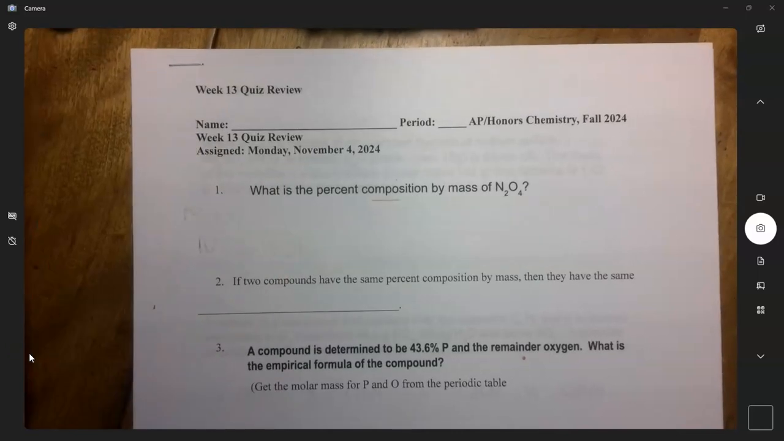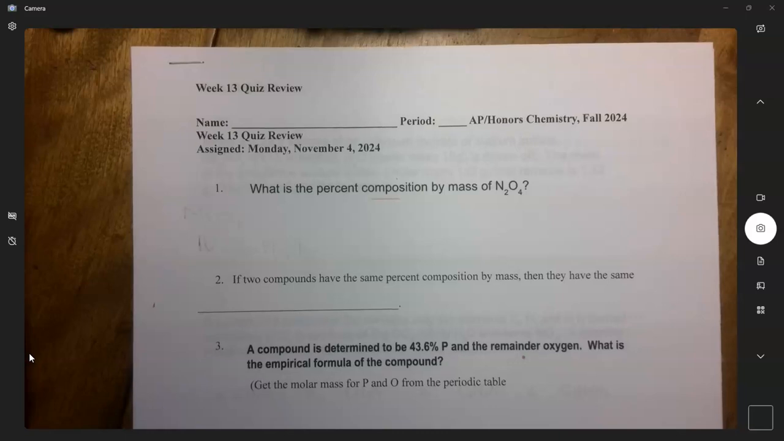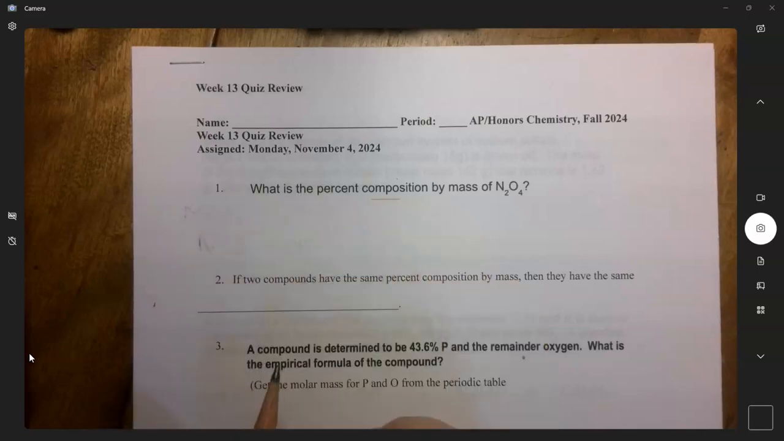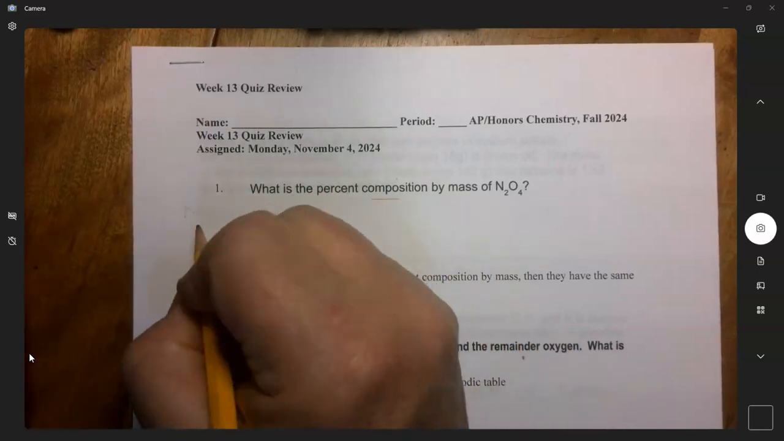Chemistry, this is the review video for the week 13 quiz. It was given out on Monday, November the 4th. So, percent composition by mass. We did that with solutions. This is with solids, so it's the same thing.